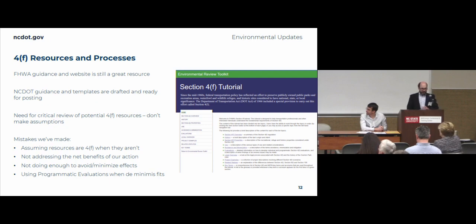And then we want to make sure we're using the right 4F evaluations. There's certainly been times where we've used programmatic evaluations that we could have done a de minimis finding for instead, which is a little bit simpler. They're not drastically different, but Federal Highways really wants us to be doing the right 4F documentation. They don't want to have their name associated with us doing it the wrong way. So I want everybody to be mindful of that.